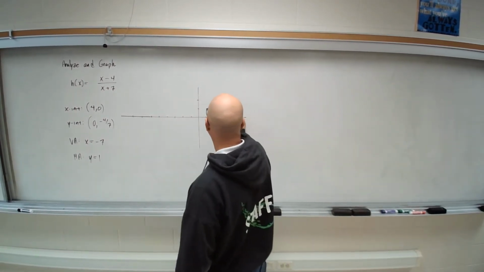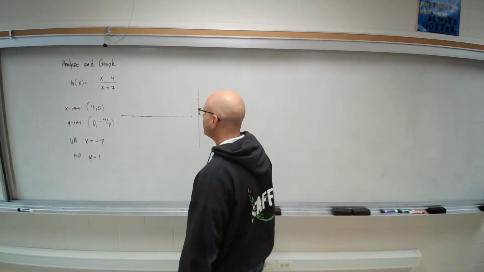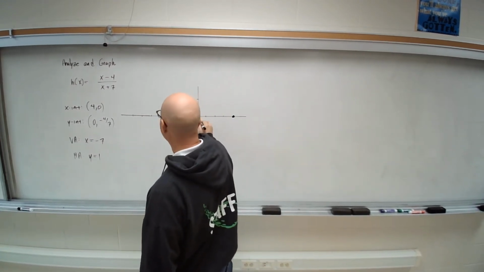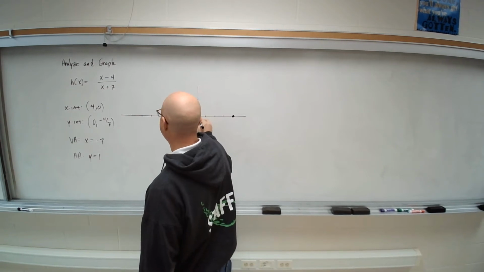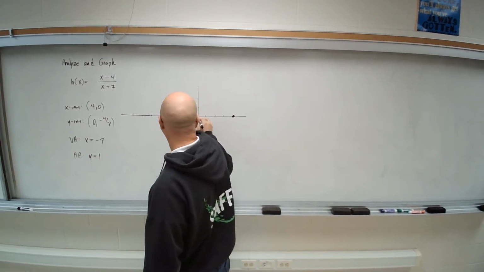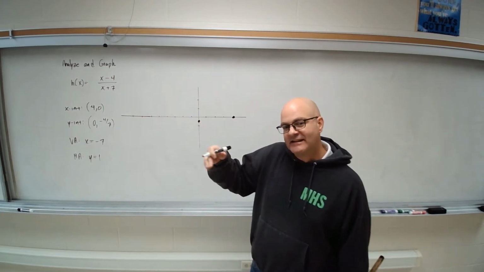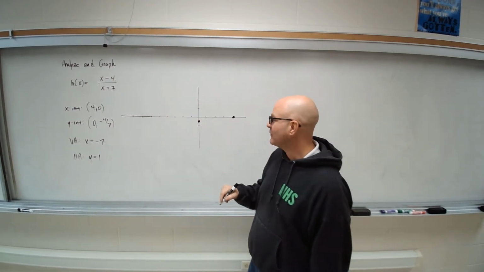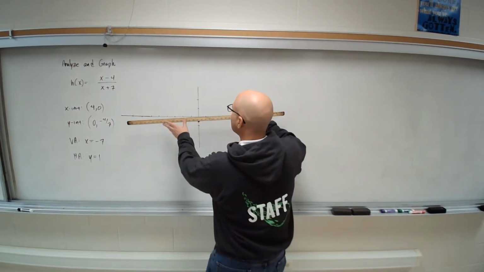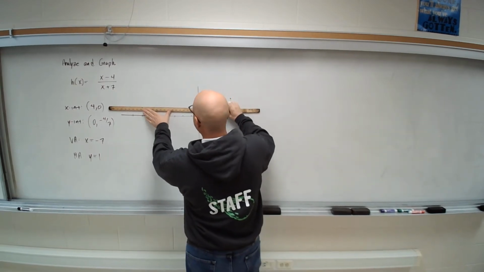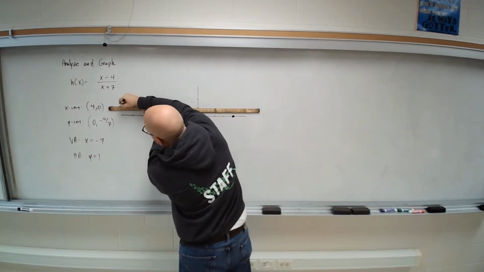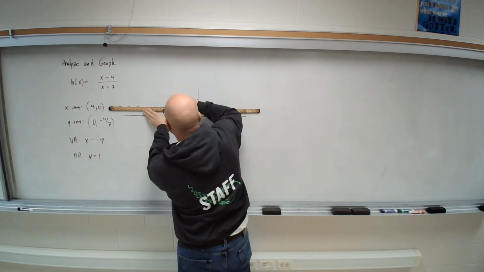So we have 4, 0, we have 0, negative 4/7. I mean, it's about a half. Just put it down there somewhere. It's more important to know that it's below the x-axis than it is to actually know that it's negative 4/7. The horizontal asymptote is y equals 1. We want to make that a dashed line.